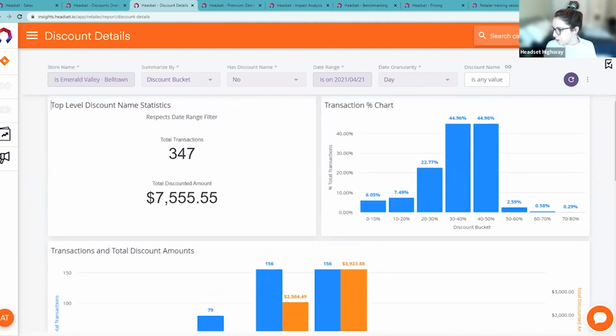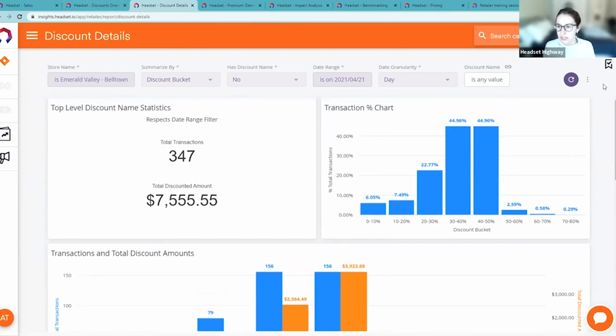Okay, I don't see any questions in the chat just yet, but if you have any on this discount overview or details, please let me know, because next we're going to be jumping into impact analysis.